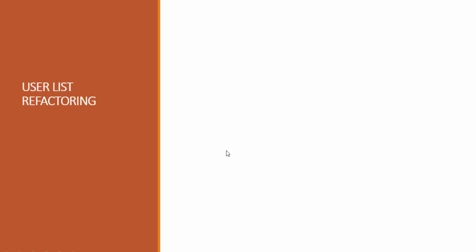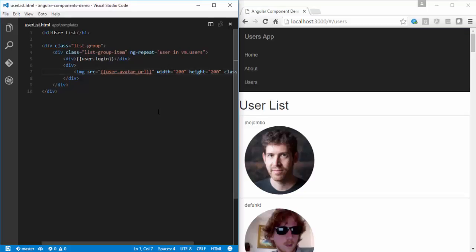We have created a user list component, but there is something that we can do about it. We can refactor it even further, make a user component, and use it in ngRepeat. Let's see how to do that. Okay, I'm in my user list.html. I can grab this code and separate it in a component.